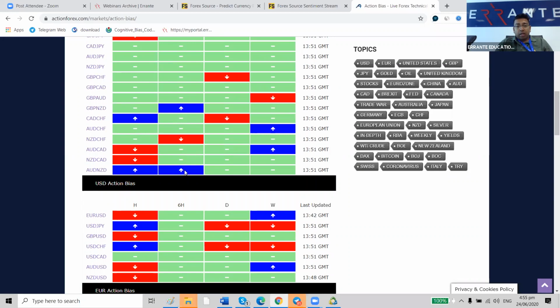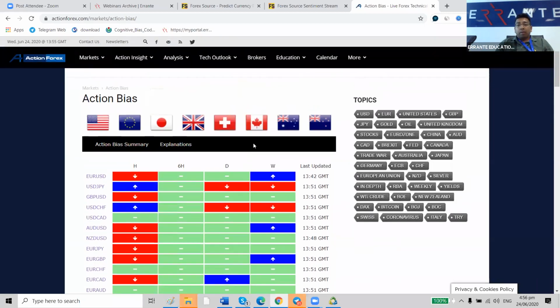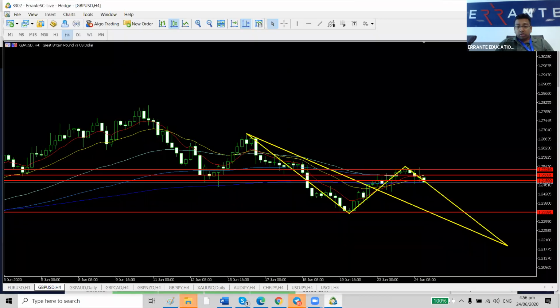AUD NZD is on the upside. So it is actually confirming that most traders and investors are buying the AUD and selling the NZD. So NZD may be a good potential for us to look at, NZD crosses as well.